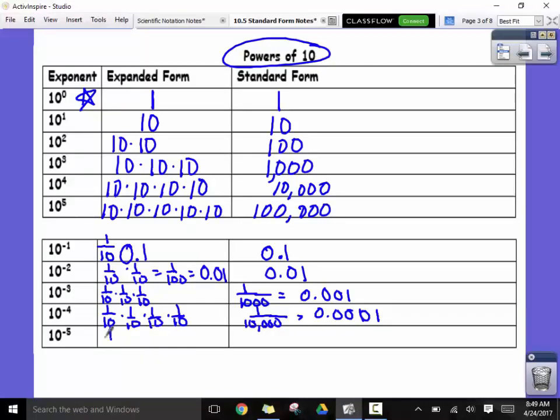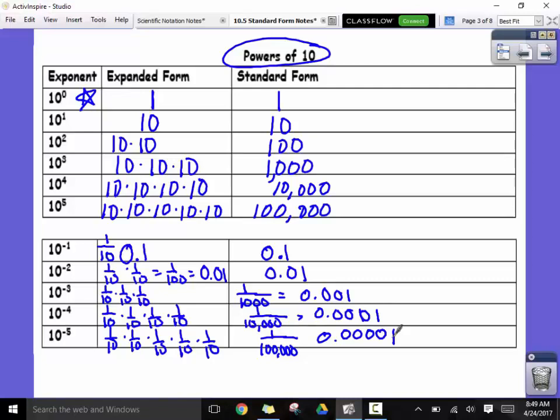And 10 to the negative fifth is 1/10 times 1/10 times 1/10 times 1/10 times 1/10. And that is 1 over 100,000. So 1/100,000th is 0.00001.